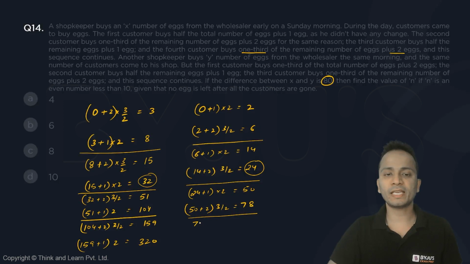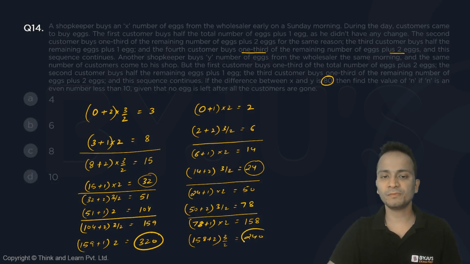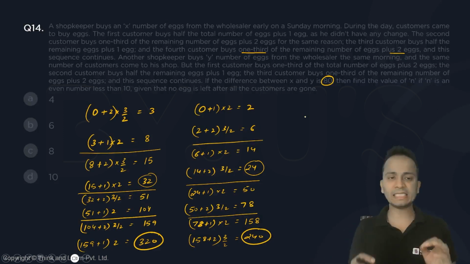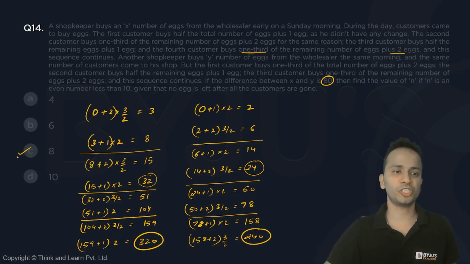Now for the second shopkeeper, 78 plus 1 multiplied by 2, that is 79 into 2, is 158. Next step, 158 plus 2 multiplied by 3 by 2, that will come out to be 240. Now look at these numbers, 320 and 240. The difference between the number of eggs is 80. So I must stop here and can say that 8 will be the answer of this question. So question number 14, the answer will be 8.